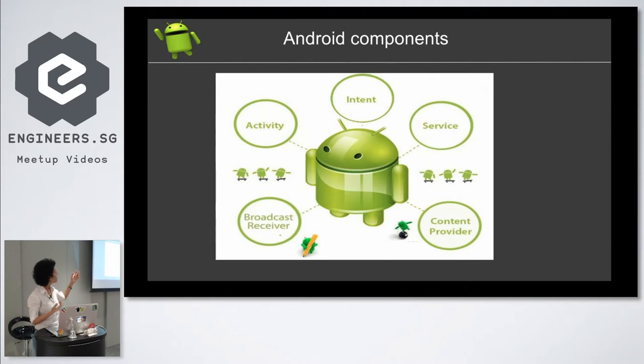Then we have intent. I prefer to think of it as coming from intention. In Android, whenever you want to perform a task, how do you tell Android that you want to perform it? You create an intent for that. There are some APIs to create these, and they are called intents.